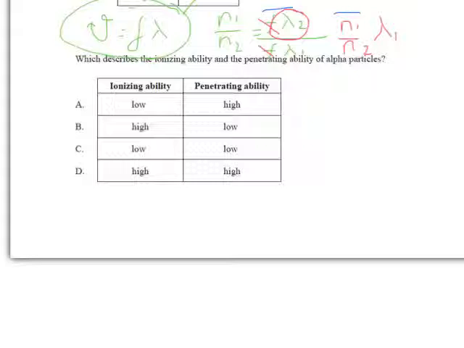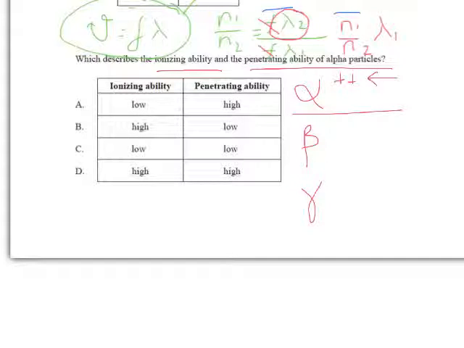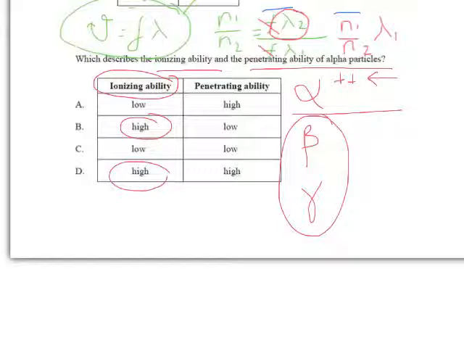Simple question here, which describes best the ionizing ability and penetrating ability of alpha particles? Well, if you remember, we have alpha, beta, gamma. And alpha, being a helium nucleus, has the greatest ionizing ability because it has 2 positive charges, but having the greatest mass means that it has the lowest penetration ability compared to the other 2. Okay, so we're looking for ionizing ability high and penetration ability low, which gives us B.